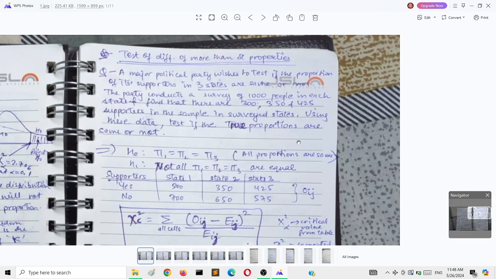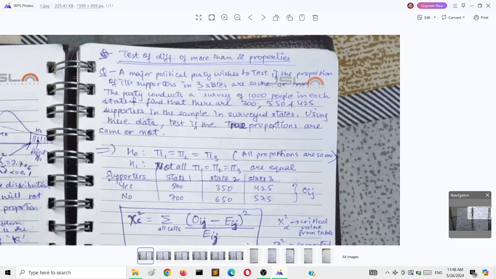And they're wanting to test the proportions, right? Means how many of them are actually supporting them, how many from the total population, and they want to see if the proportion is actually coming out to be same from all of the three states or not, right? The party conducts a survey of 1,000 people in each state and found that there are 300, 350 and 425 supporters in the sample in the surveyed states.